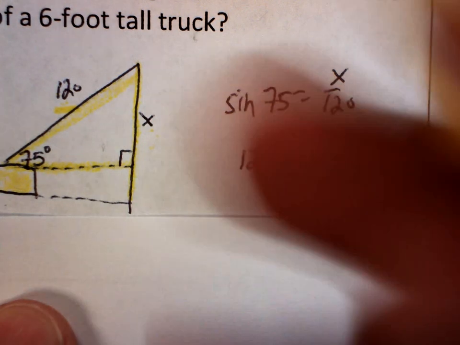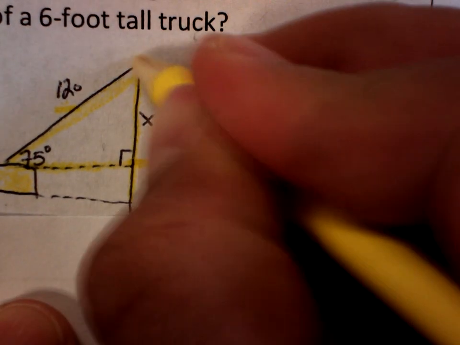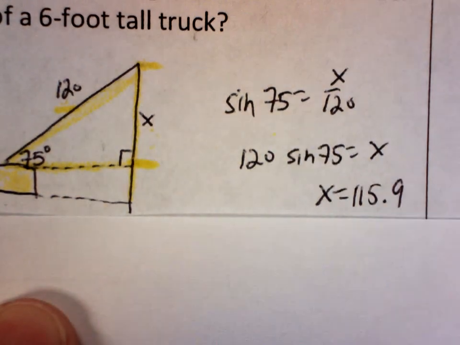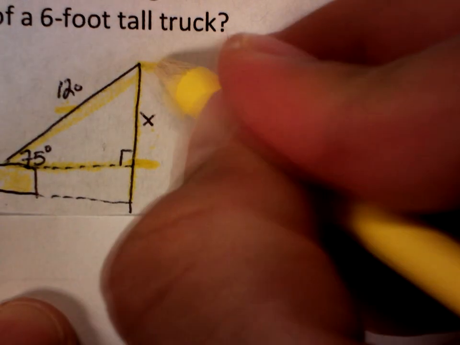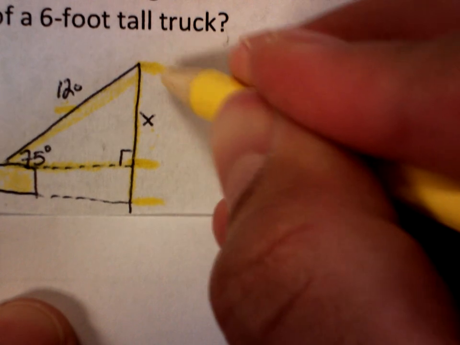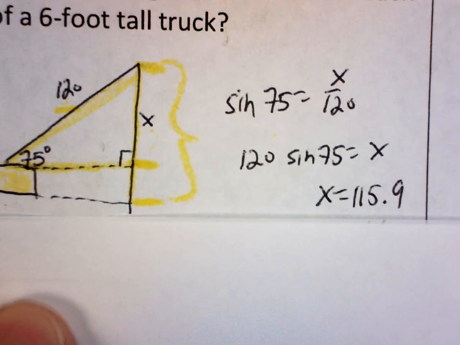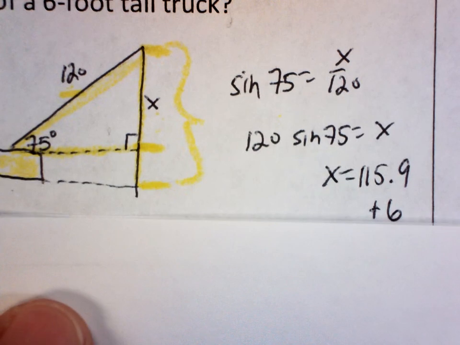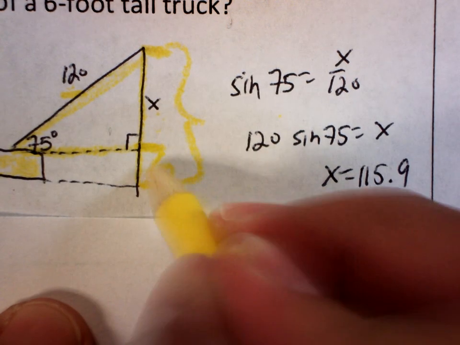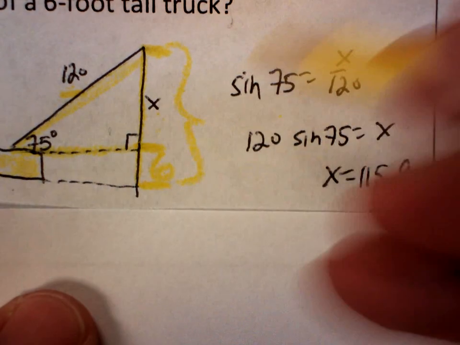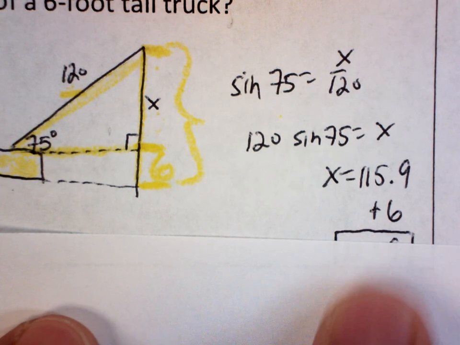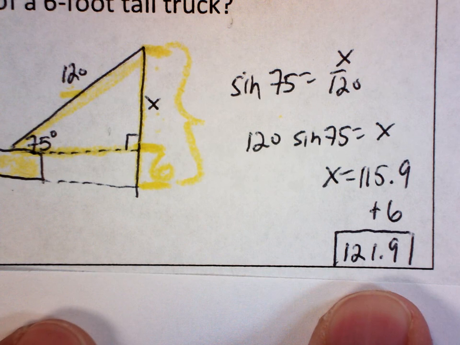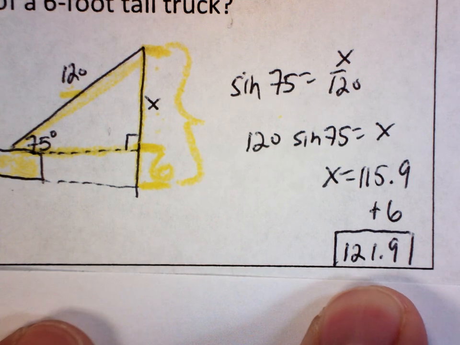But notice that is x, that is this distance. And the question says how high will the ladder reach? So it wants this whole thing. How high against that wall will the ladder reach? But I already know this is 6. So I can take this 115.9, add 6, the height of the fire truck, and I'll get 121.9. Lots of examples in class. I just need you to be familiar with this.